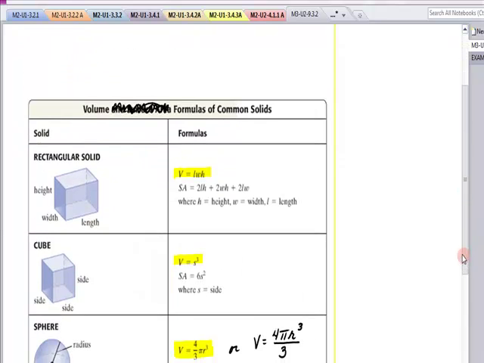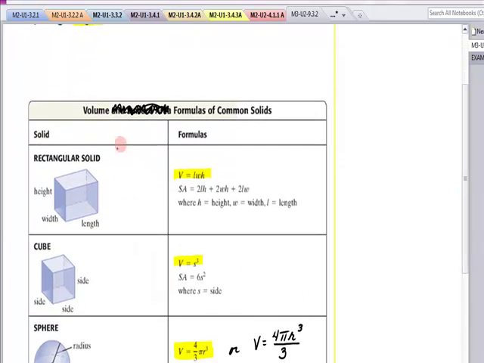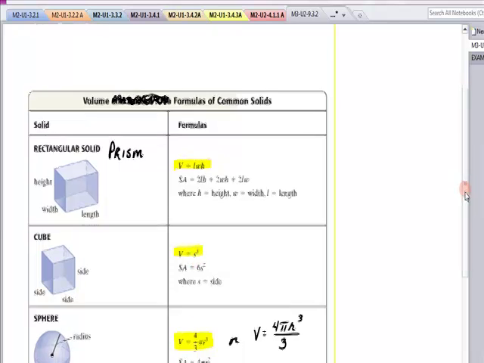Okay. We have first the rectangular solid, which is sometimes called a prism, and it's a box. And the volume formula is the length times the width times the height. A special kind of prism is a cube, where the length, the width, and the height are all the same thing, so you can just say it is the side cubed.